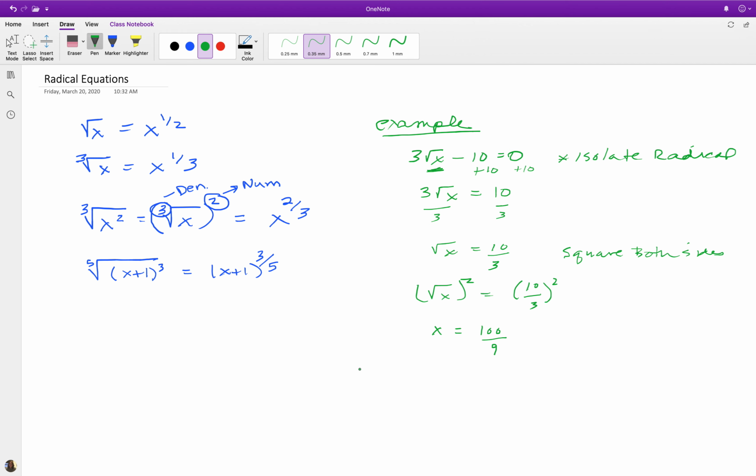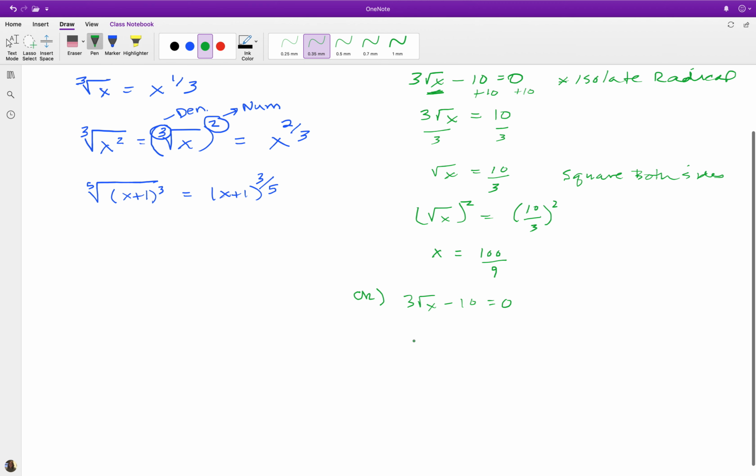Now, it's important to check these. So let's go back to the original equation to do our check. And we'll sub in 100 over 9 for x. So this is 3 times the square root of 100 over 9 minus 10 is equal to 0. So this is 3 times the square root of the top. The square root of 100 is 10. The square root of 9 is 3, minus 10 equals 0.